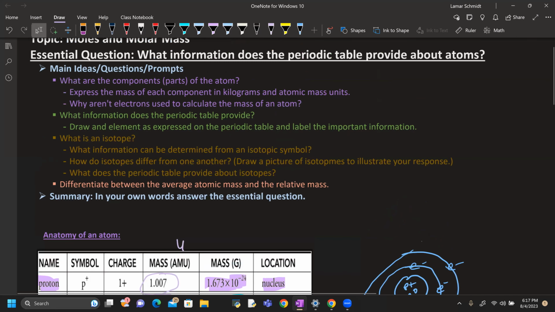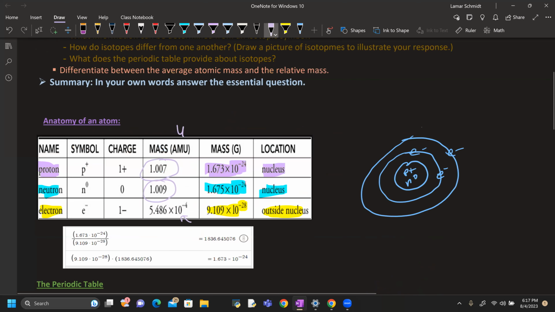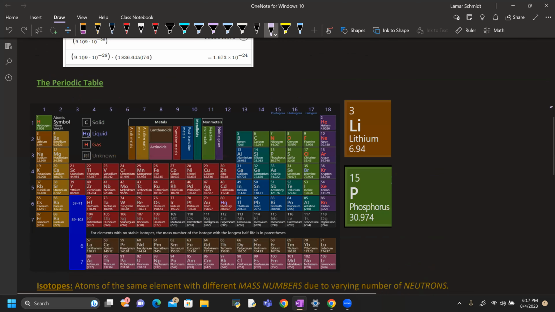So let's move on. We're going to hold on to all those points of those purple questions, and move to the green questions. Make sure you have the question written under the question and main ideas in your notes, and then you're answering that over to the side. What information does the periodic table provide? We have a periodic table here, and this is from ptable.com.